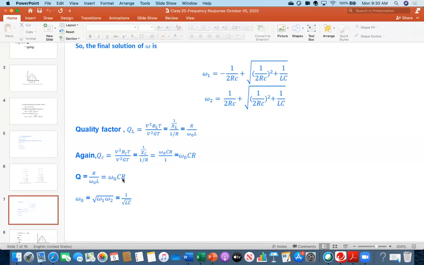As I said before, when we solve the numerical problem today, you will get the same value of quality factor, whether you use this equation or this one. And omega naught is root over omega 1 multiplied by omega 2. If you multiply these two, ultimately you will get 1 over root over LC, which is called the resonant frequency. Everybody, could you follow all the calculations?